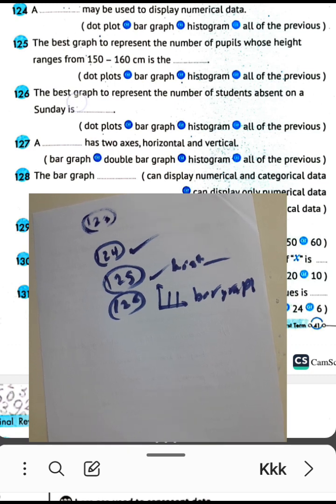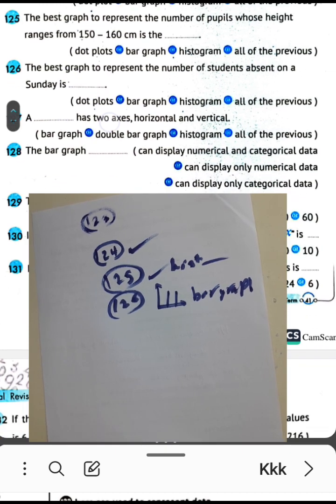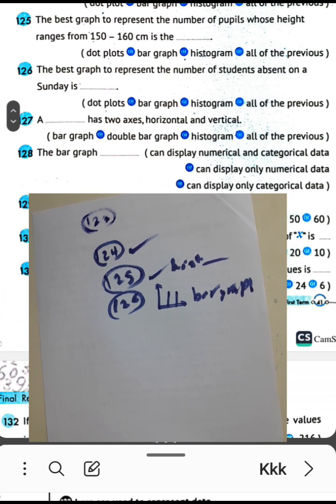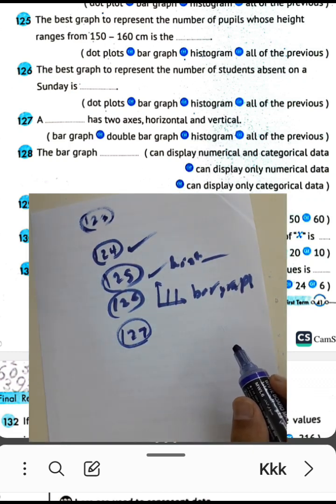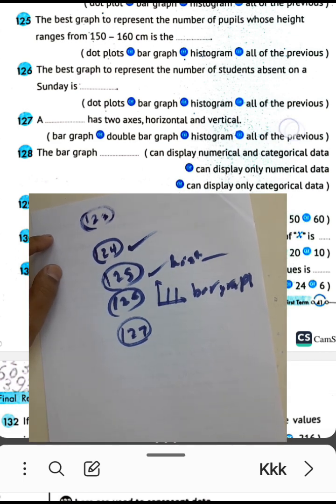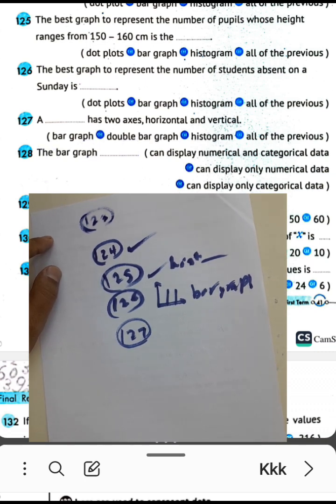Question 127, which has two axes, horizontal and vertical? We have them in the bar graph and histogram, a lot of them. Choose all the previous: bar graph, double bar graph, and histogram. Question 128, the bar graph can display numerical and categorical data. Choose the first choice here.